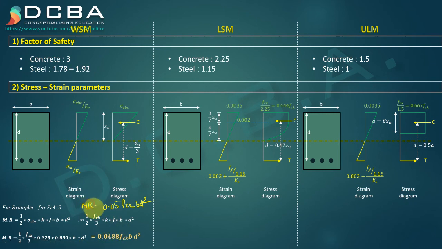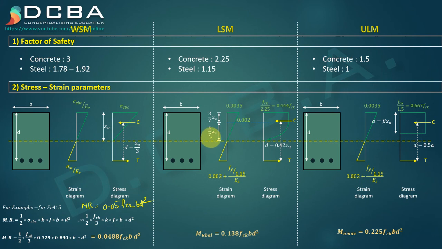This is the moment of resistance in WSM. For Fe415 in LSM we have a direct formula for moment of resistance. It is 0.138 FCK BD square, and for ULM you saw that Mu max was 0.225 FCK BD square irrespective of the grade of steel. Compare these values. What moment of resistance gives us is how much our concrete is going to give resistance to the coming load, and we see that in WSM we estimate the least strength of concrete.